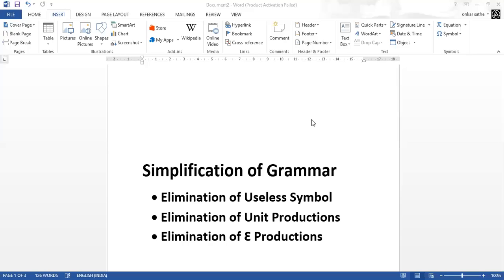Hello friends, we are going to see the topic simplification of grammar. Now as we know, ambiguity is one of the undesirable properties of a context-free grammar and we have to remove the ambiguity from the given grammar. In the same way we can improve the context-free grammar without changing the resulting language. So we eliminate certain types of productions and then standardize the productions so that they all have a certain normal form. That is, we are going to eliminate useless symbols, unit productions and epsilon productions.